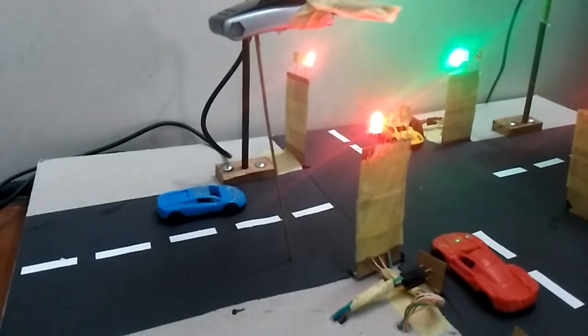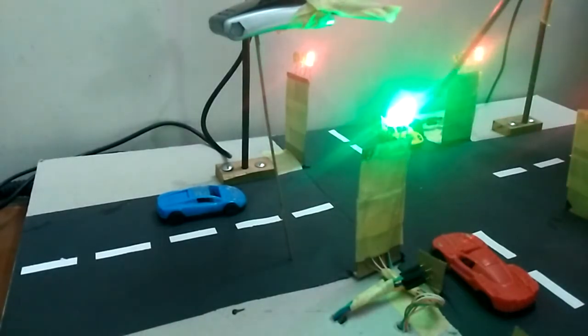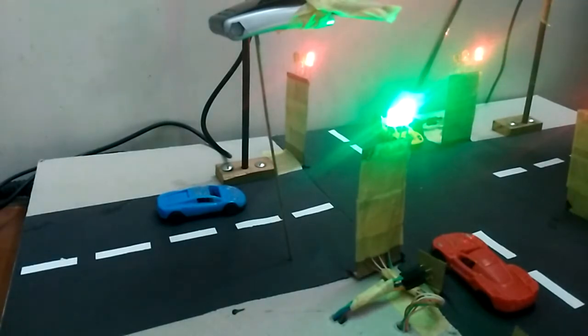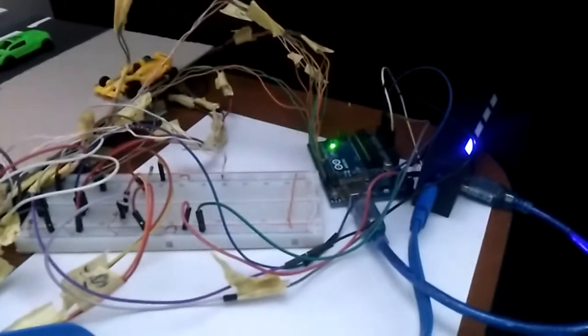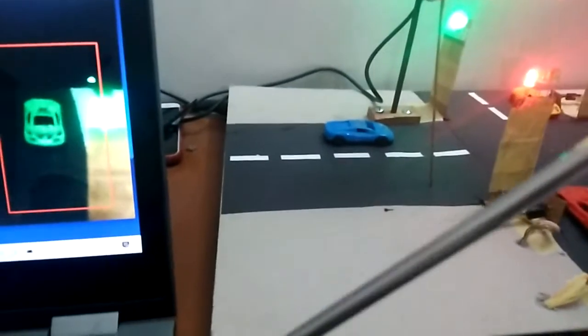Each lane is given a maximum of 8 seconds. I also forgot to mention that these traffic lights here and the sensors are connected to this Arduino board here, right. This Arduino board is connected to this laptop through its serial port here.